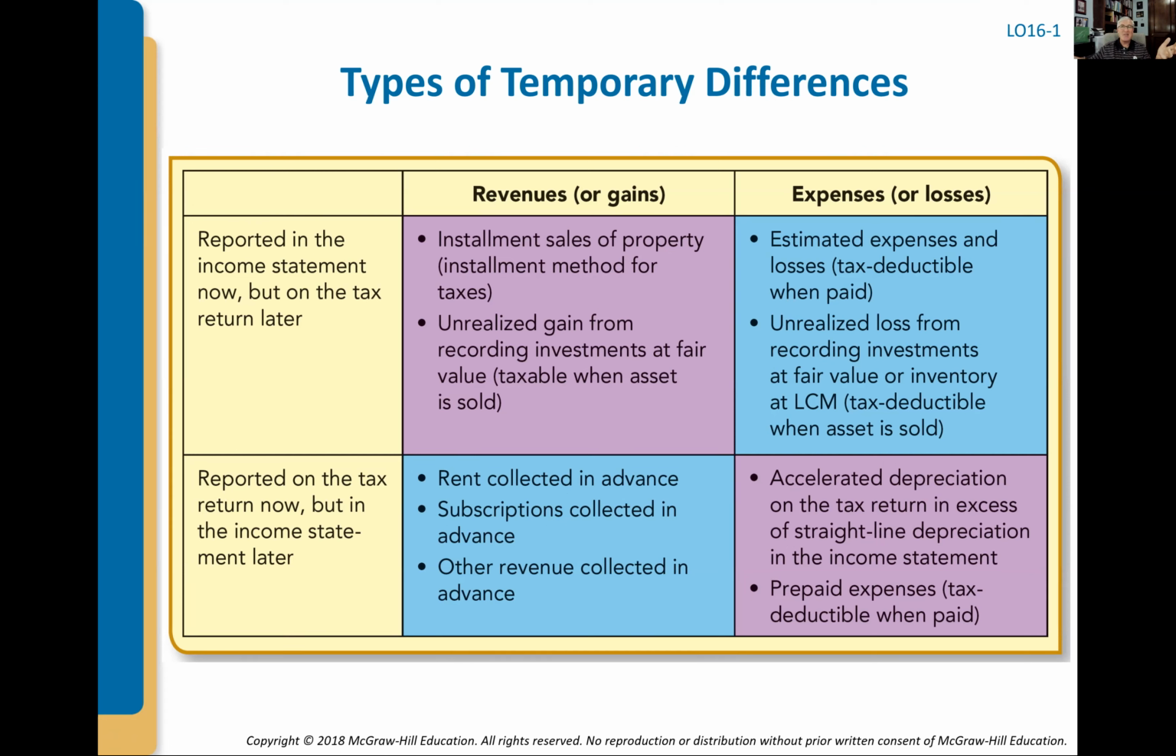Later, we'll recognize that revenue as we send out the magazines. But on the tax side, boom, once you get that cash, it's on the tax return as income. And so in both of the blue cases, by the way, the taxable income is going to be higher than the book income. I mean, we're going to pay more taxes now.